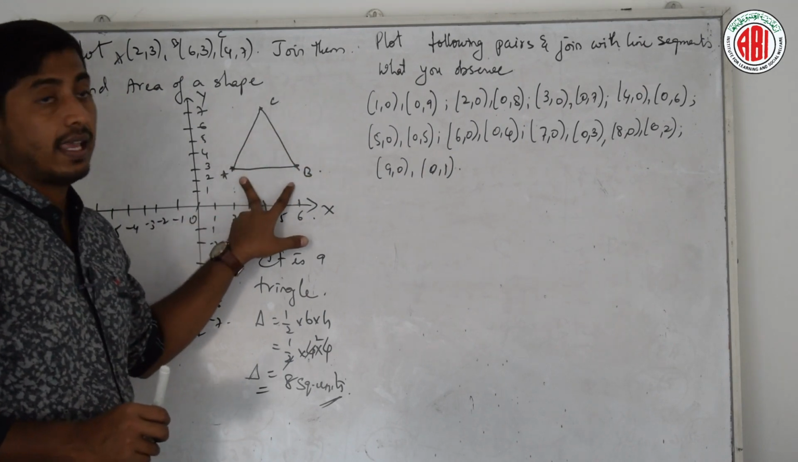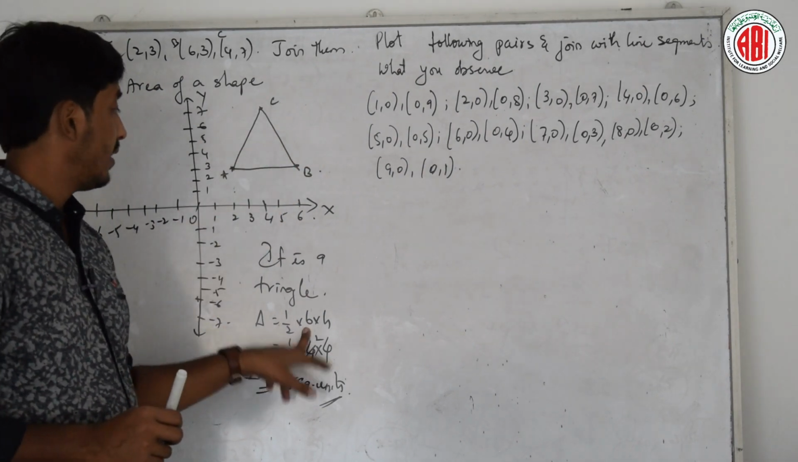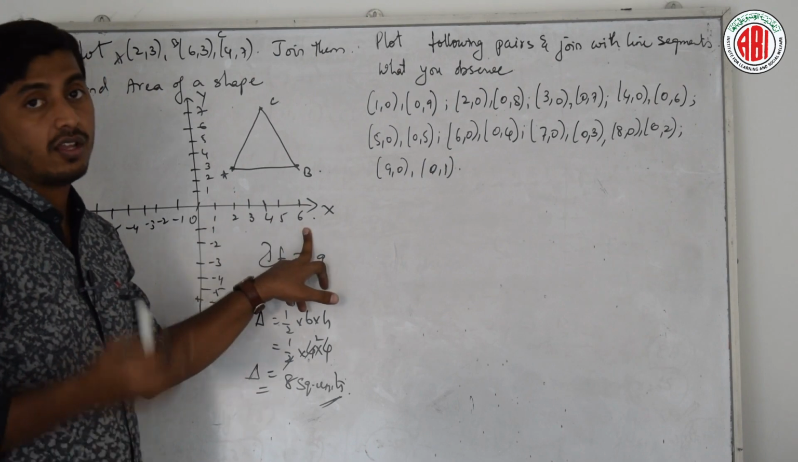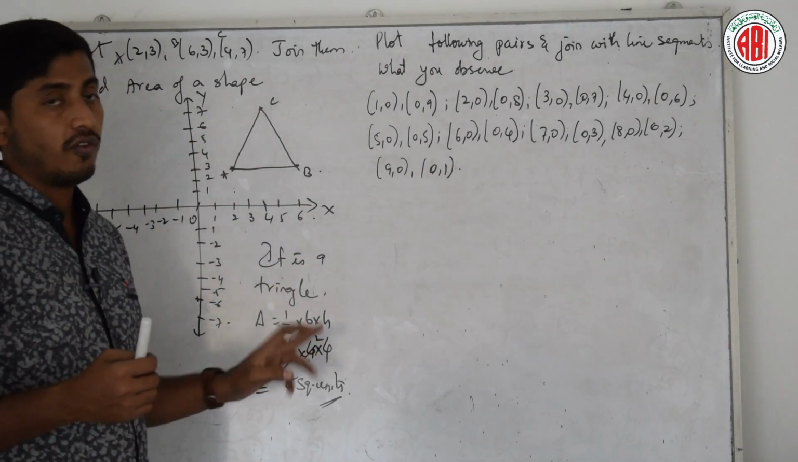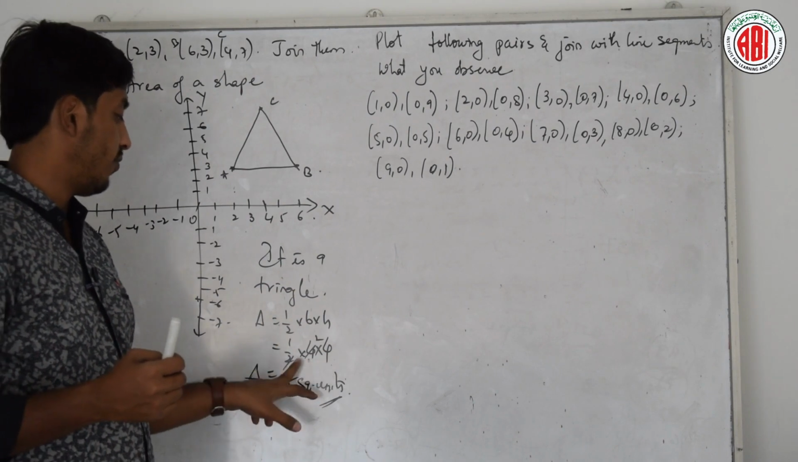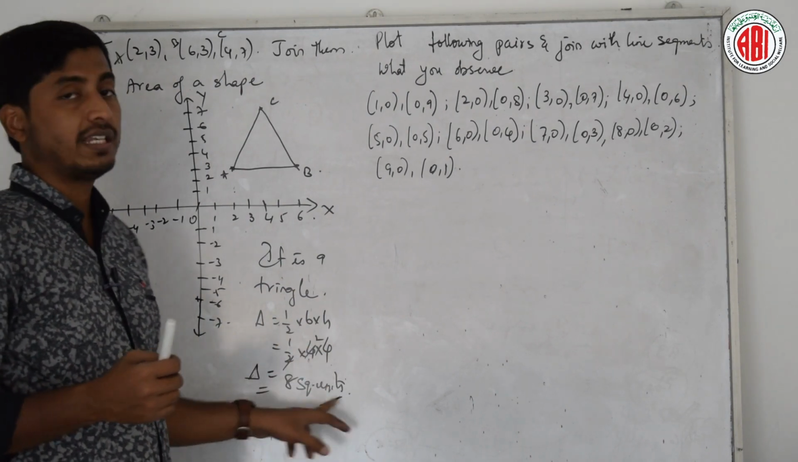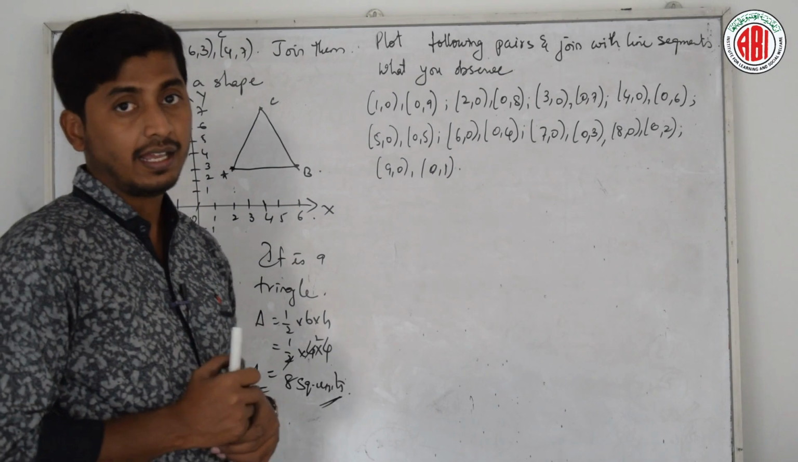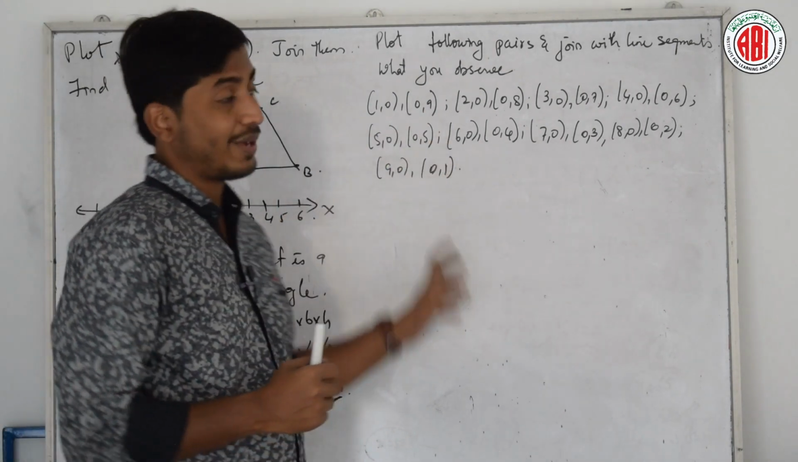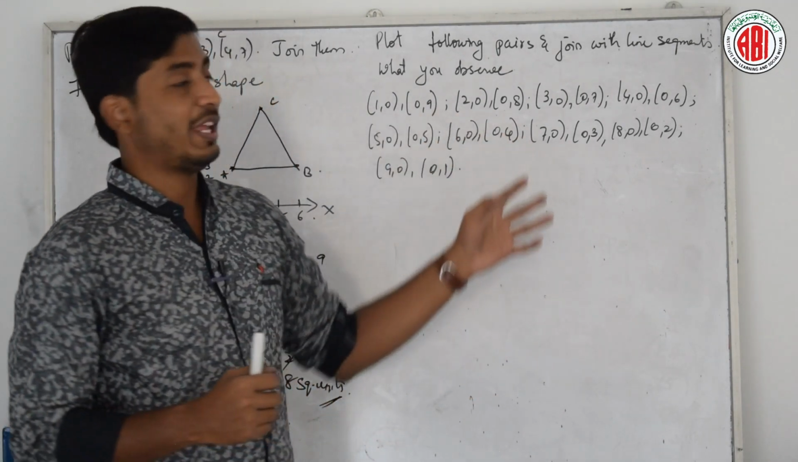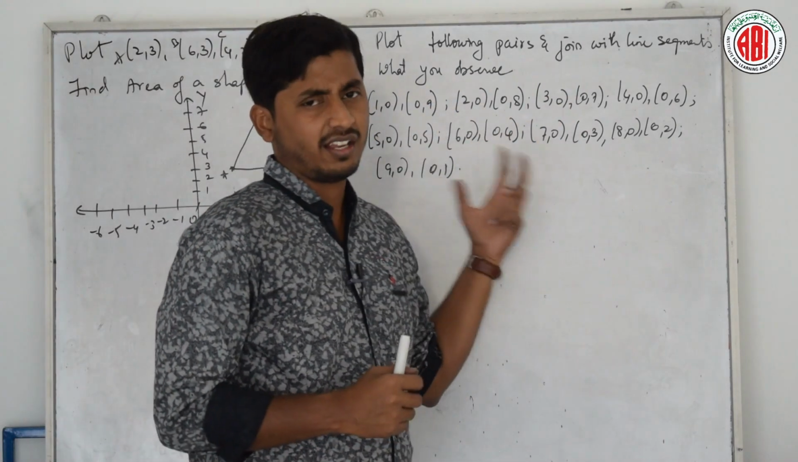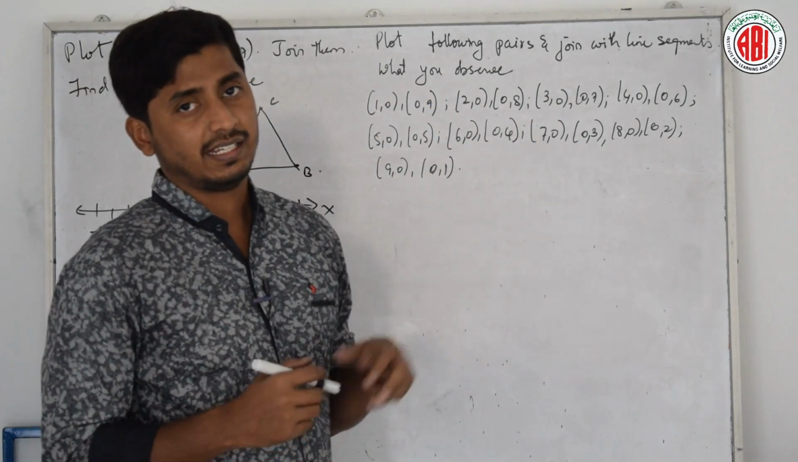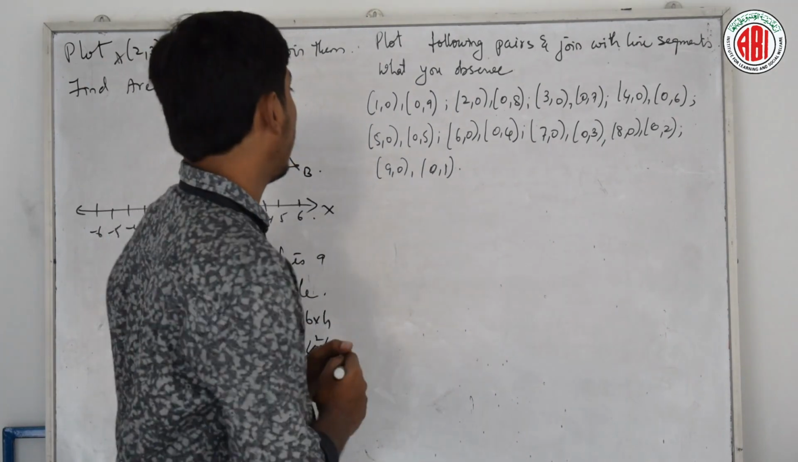The base is AB. How much is AB? 2 to 6 is 4. Height is BC. Again 3 to 7 is again 4. Therefore, it becomes half into 4 into 4. Two 2s are 4, two 4s are 8 square units. Clear? Similarly, look at this question. Here we have these many points. He is asking to join the points and check what we get. Shall we do it?